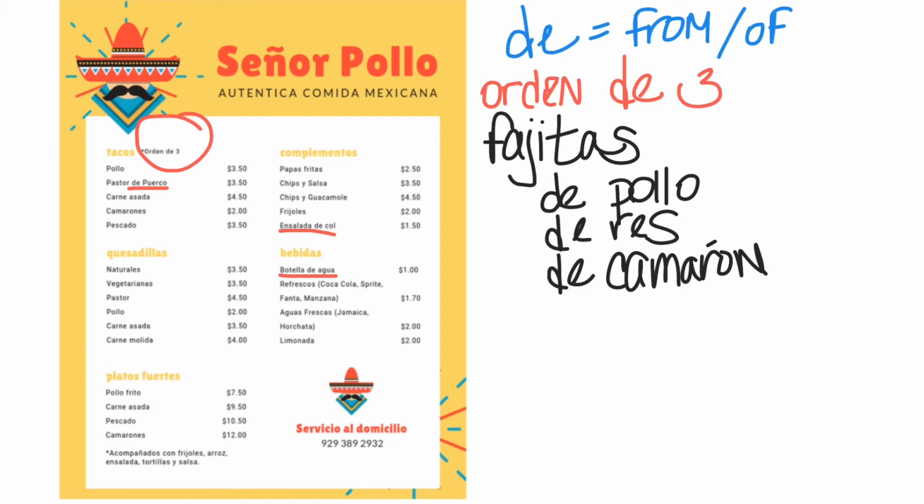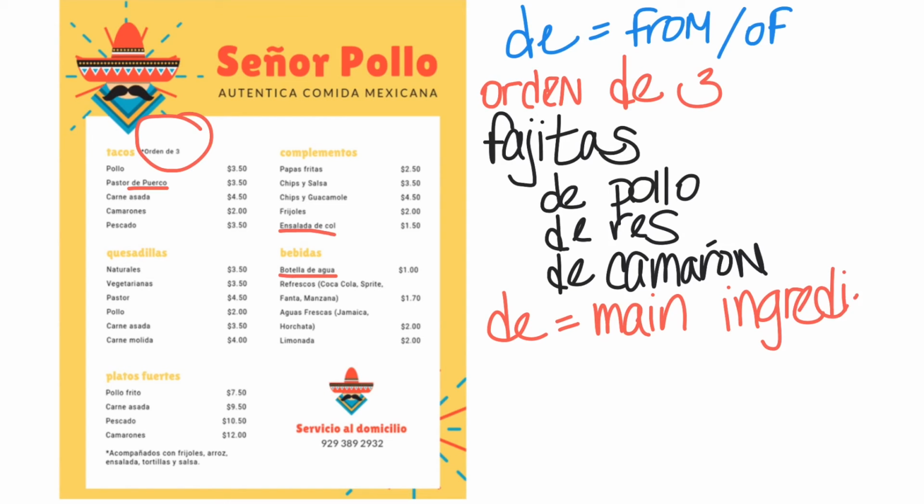When you're talking about the main ingredient of a dish, you're going to use "de," because the dish is made from or of that ingredient. You might have more than one, maybe spaghetti and meatballs, something like that. But typically it's the one main thing.